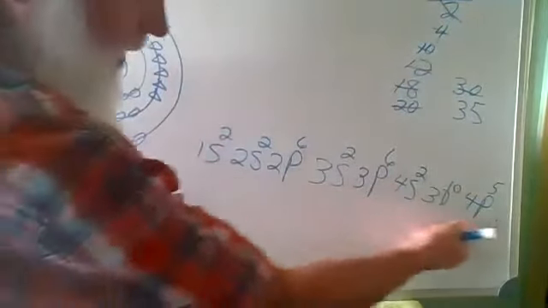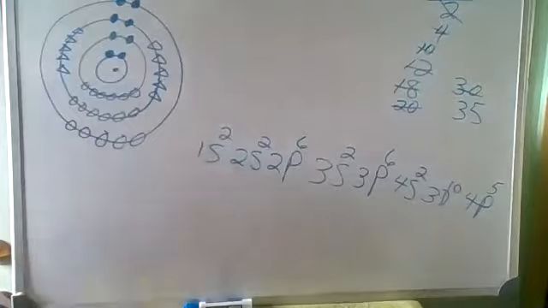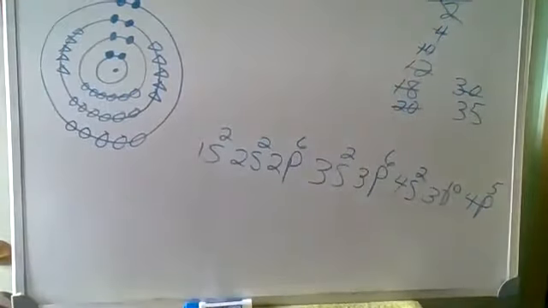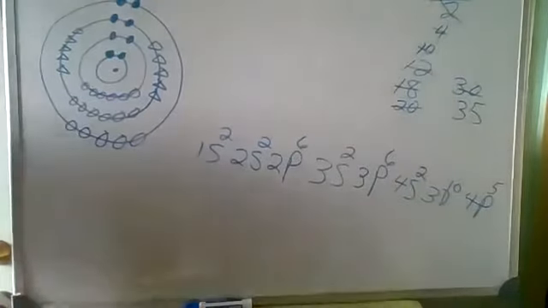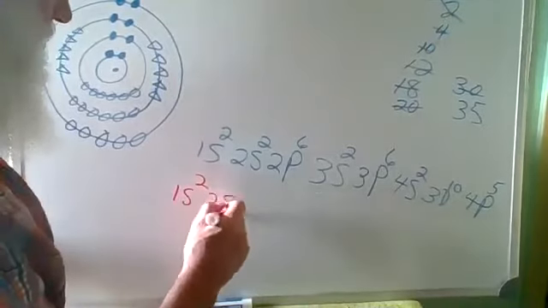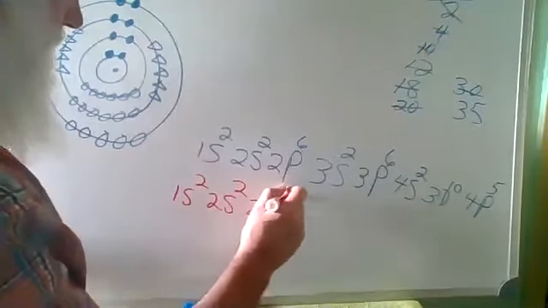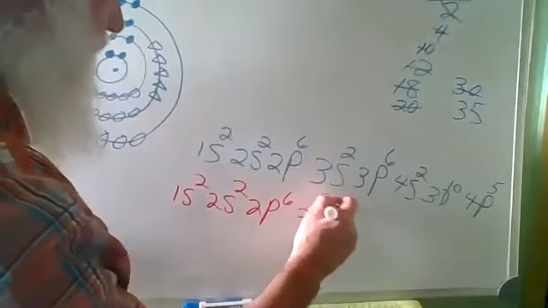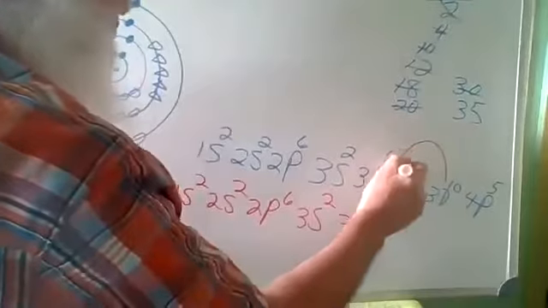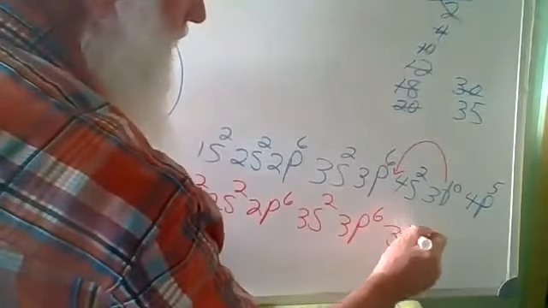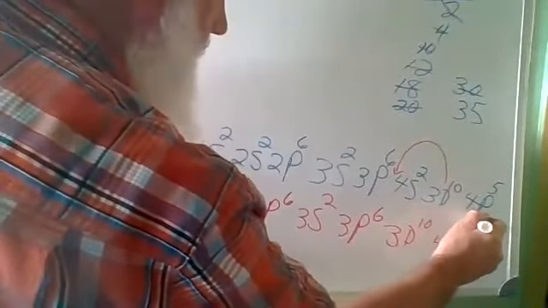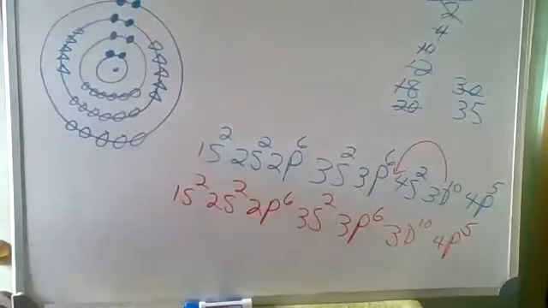Now, before I count electrons, I'm going to rewrite this. No point in counting the electrons here if I'm going to rewrite it again. There it is. I'm going to rewrite this: 1s2, 2s2, 2p6, 3s2, 3p6. And now I'm going to move the D electrons over to here: 3d10, 4p5.